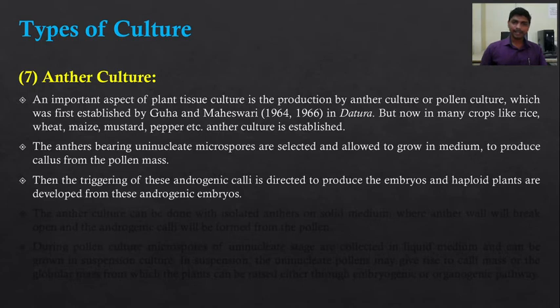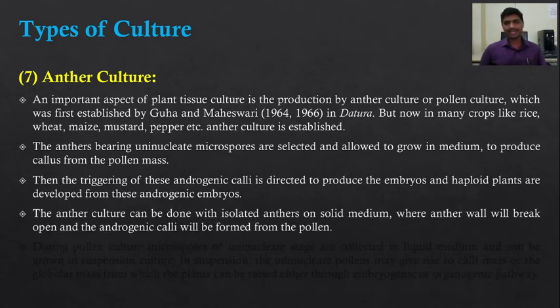So here we are culturing the anther on liquid medium or on solid medium. When the microspores are selected and allowed to grow in the medium to produce callus from the pollen mass, then such callus is directed to produce embryos. So this callus is called androgenic callus, and the androgenic callus is directed to produce the embryos, and haploid plants are developed from these androgenic embryos. So the callus formed from the pollen culture or the anther culture is induced to produce embryos. The whole plant regeneration is then obtained by using the embryos from these androgenic embryos.